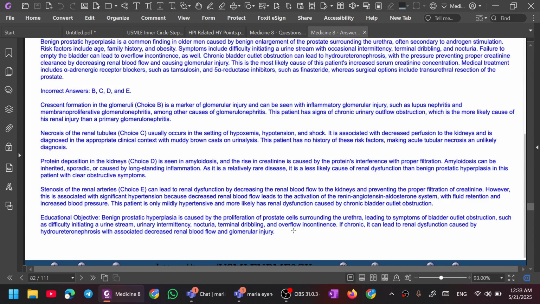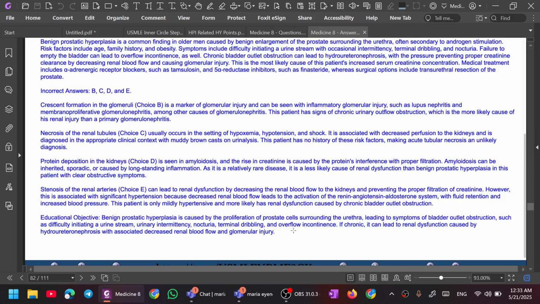It's not necrosis of the renal tubules, which usually occurs in the setting of hypoxemia, hypotension, and shock. It is associated with decreased perfusion to the kidneys and is diagnosed in the appropriate clinical context with muddy brown casts. This patient has no history of these factors, making acute tubular necrosis unlikely.